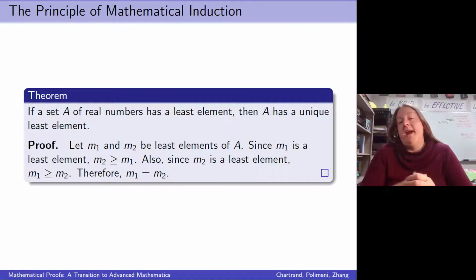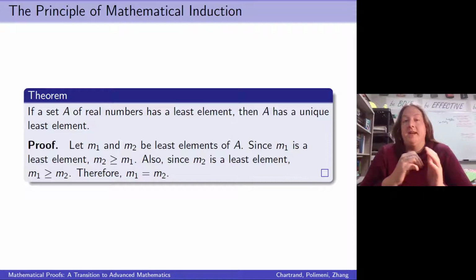So let's say we have a set that has a least element. We've got some set in the real numbers, has a least element. If it does, then it actually has a unique minimum element. So let's take a look at a quick proof of that.